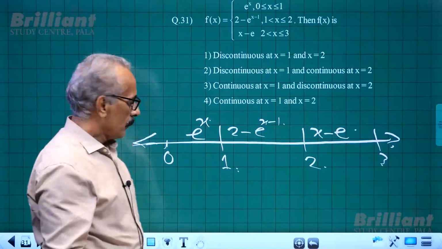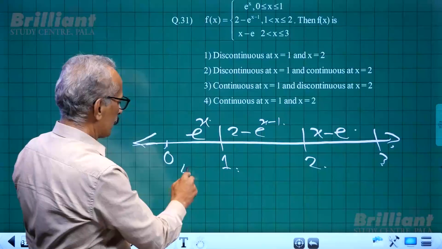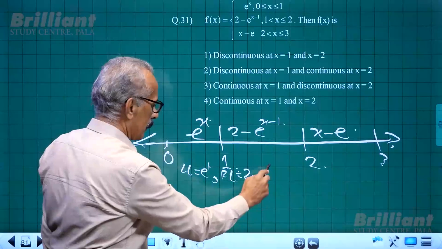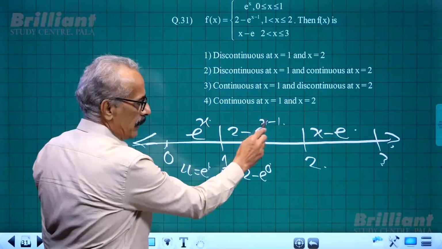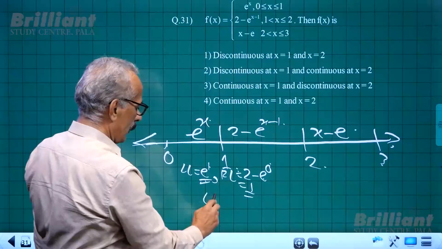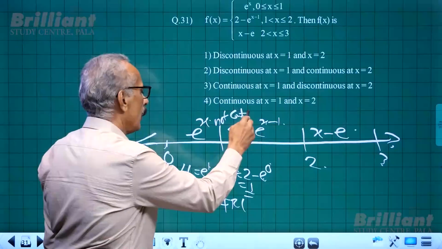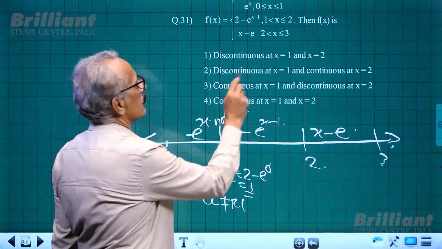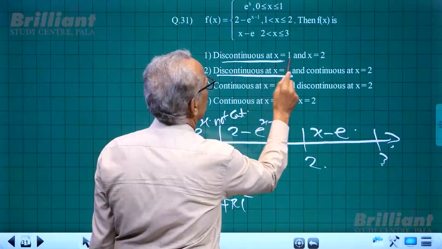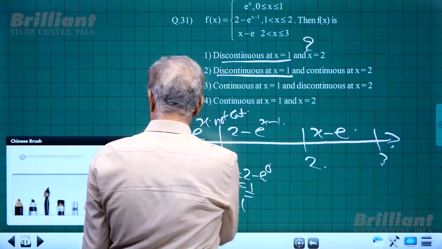So we have to check. We calculate the left limit and right limit. At 1, what's the left limit? e raised to 1. What's the right limit? 2 minus e raised to 0, which is 2 minus 1, that is 1. So the left limit is e and the right limit is 1. Left limit not equal to right limit, so it is not continuous. It is discontinuous at x equal to 1. We haven't checked the other point yet, so we will check now.